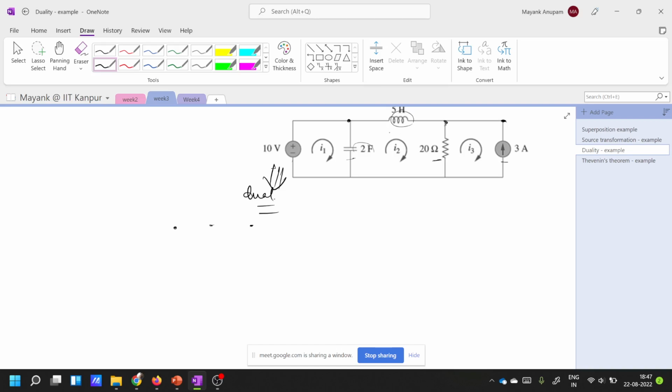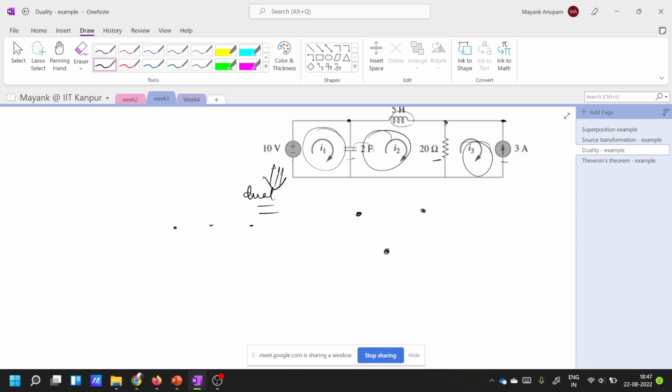But other than that, these loops, these meshes, will also be transformed. They will also be converted into their dual form. So there are three independent meshes, isn't it? So you should have three independent nodes also. As many independent meshes as there are, that many nodes there will be. Right. Yes. So this was already covered in the week's lecture. If you have any doubt, go back and watch those lectures.